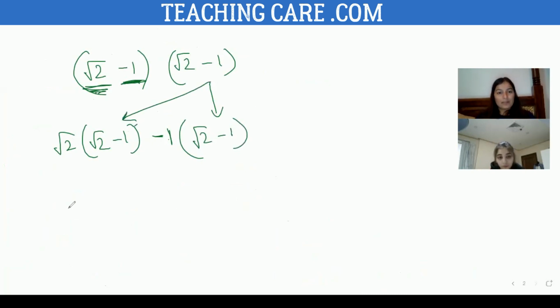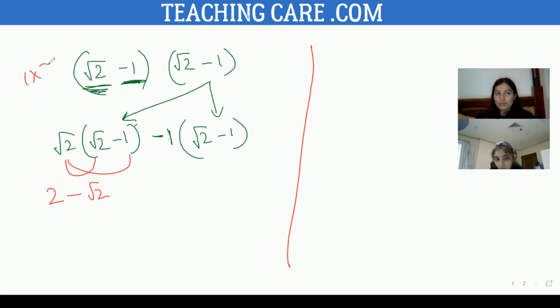Okay. So how will you expand it? It would be 2 minus square root of 2, and minus 1 into square root of 2 is the same number, but it would be negative square root 2. Second bracket: negative square root 2 plus 1. Plus 1.